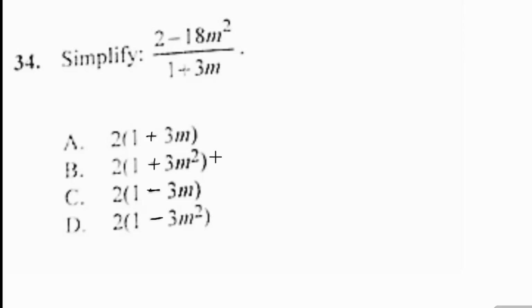Today we are solving question 34 of WASSCE 2022 Core or General Mathematics paper. And it's simple. We are to simplify (2 minus 18m squared) all over (1 plus 3m).